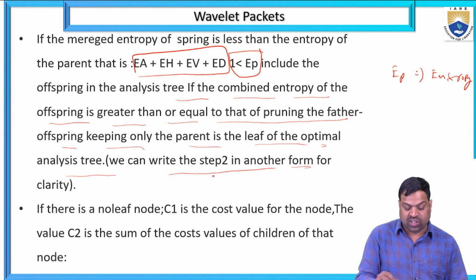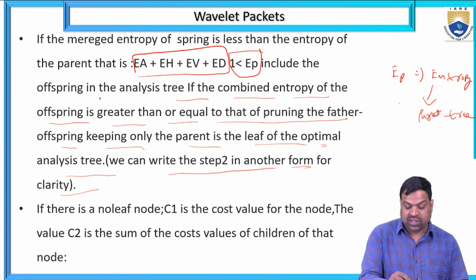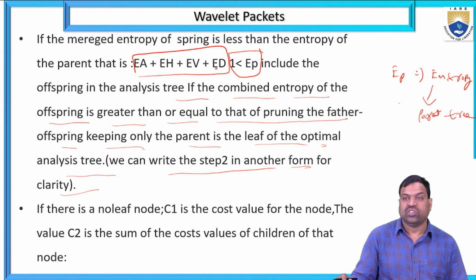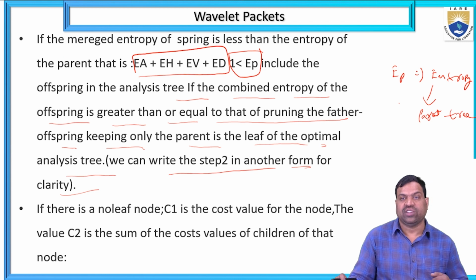We can write this in another form for clarity. When I'm going for the entropy, what is the parent thing of the optimal tree? If the merged entropy of the offspring, that is EA plus EH plus EV plus ED, is less than EP, include the offspring in the analysis tree. It is the combined total entropy being less than EP. And if the offspring entropy is greater than or equal to the parent entropy, that is the optimal analysis tree.